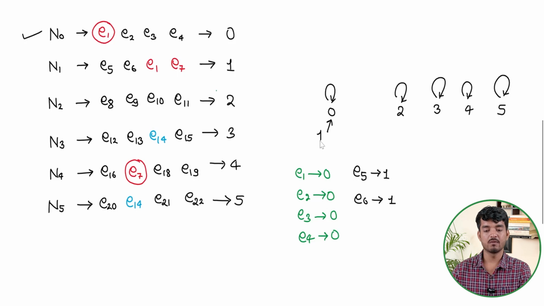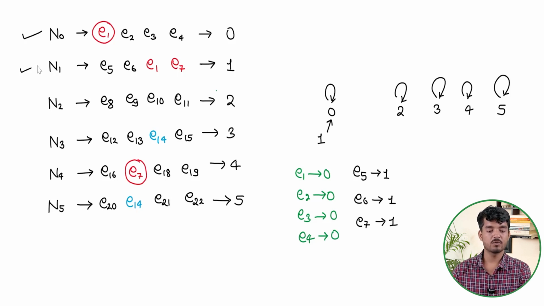And why am I doing this? Because these two accounts belong to the same person and I have to perform the merge operation. Then I got a new email E7, so I will simply map this to 1. That is, this E7 is mapped with index 1, right?